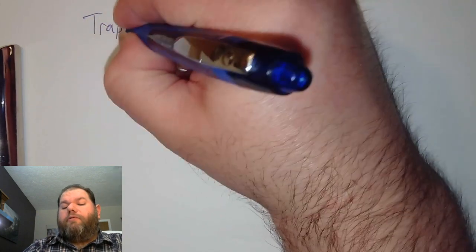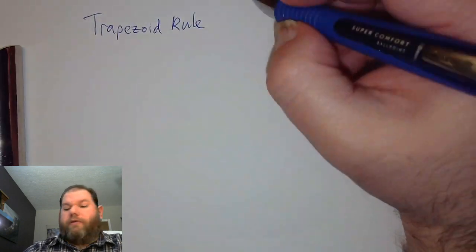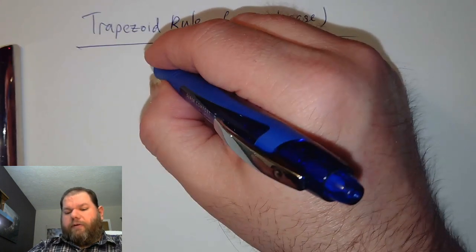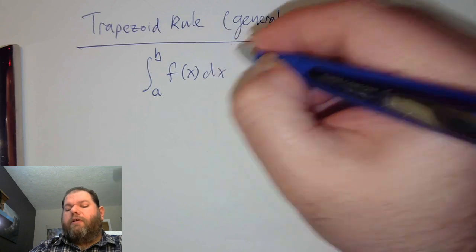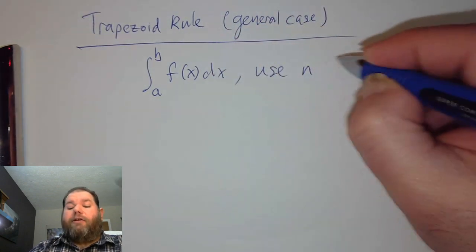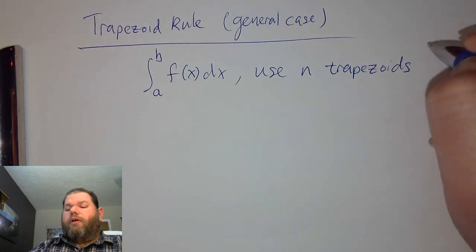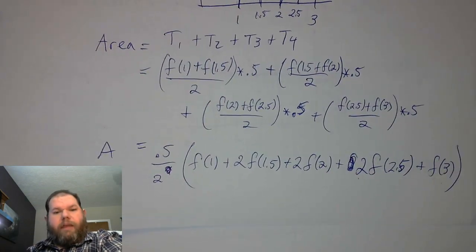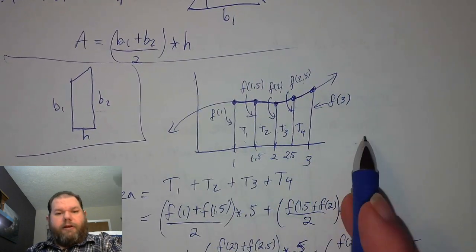So, trapezoid rule. This is our general case. So we have the integral a to b of f of x dx, and we want to use n trapezoids. In this case, we were using n equals 4. That's how we came up with the results that we did. We had 4 trapezoids here, and we added them together.